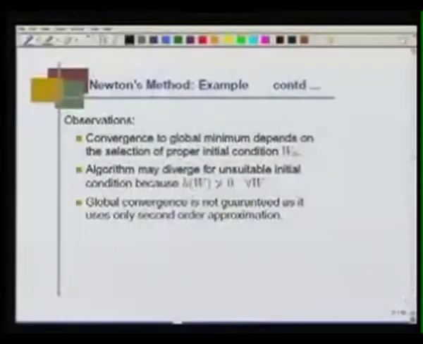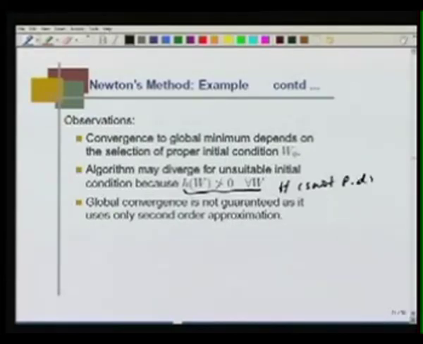So, the observations are as follows: convergence to the global minimum depends on the selection of a proper initial condition w naught. The algorithm may diverge for an unsuitable initial condition because H w is not a positive quantity. In fact, in general, I would not say H is a scalar for our example, but in general the Hessian matrix is not always positive definite.